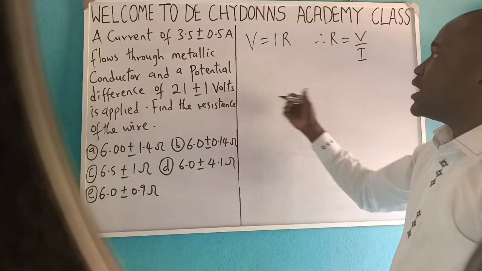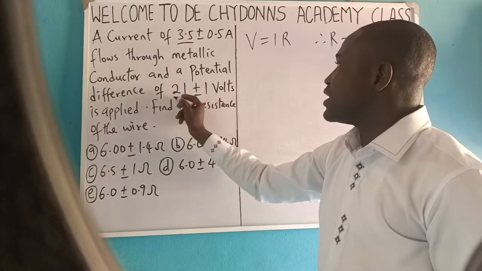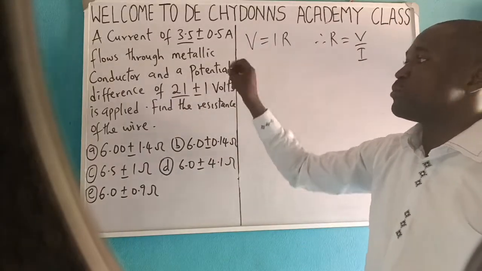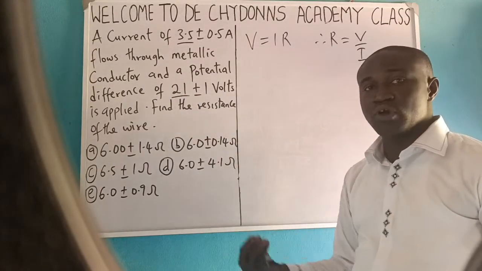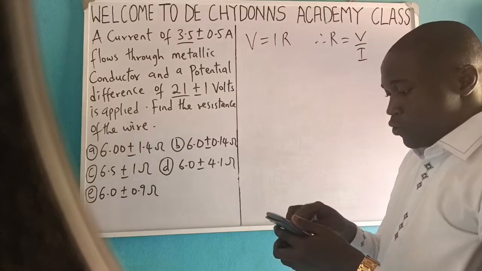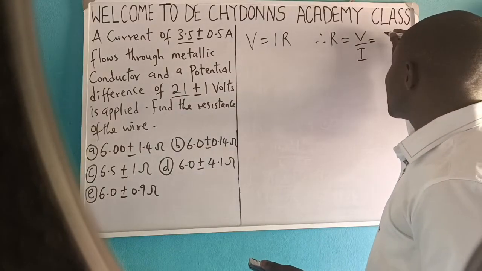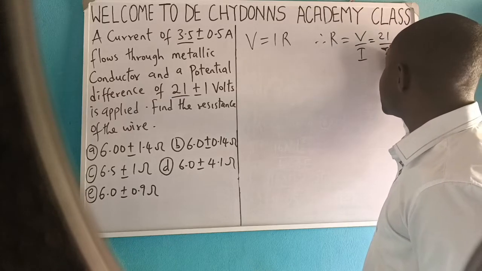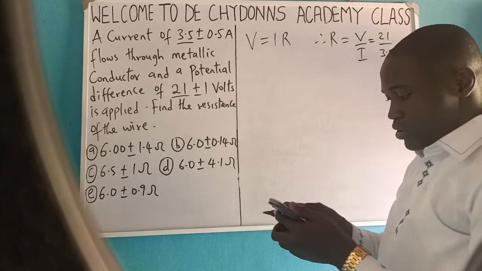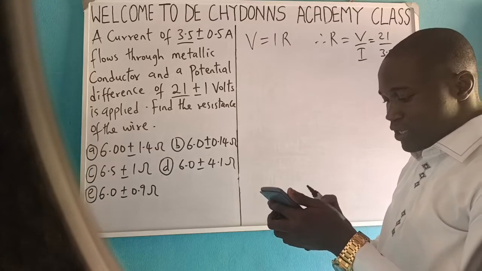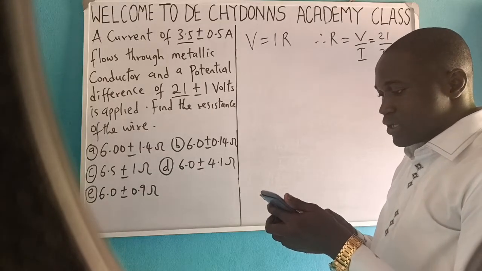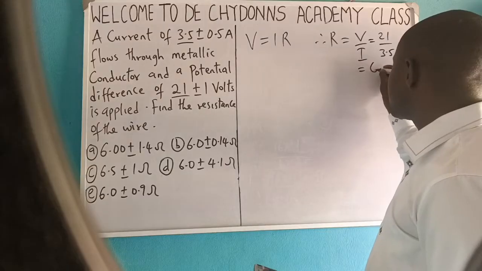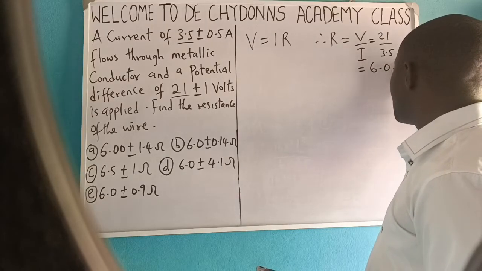Then the I is given and the V is given. The V is called the potential difference. That is the driving force of that circuit. So we will be dividing. We will be saying potential difference 21 all over the current 3.5. Let's get what it is. 21 divided by 3.5, that is 6. We'll be having it to be 6.0 ohms.